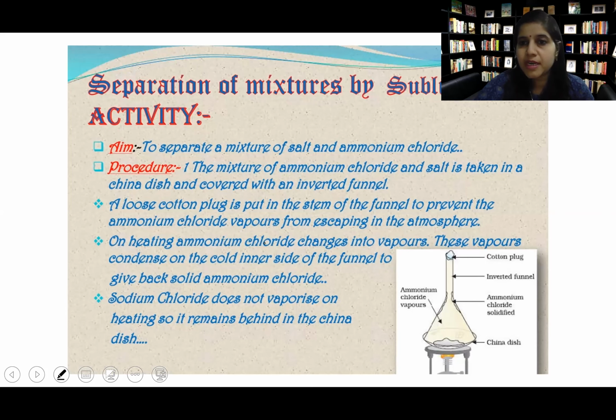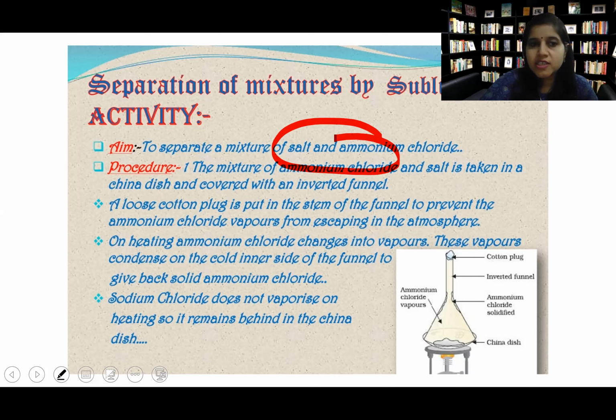It is one of the practicals of chemistry, to separate a mixture of salt and ammonium chloride. If we take a mixture of salt and ammonium chloride, we all know ammonium chloride is a sublimable product, so ammonium chloride will sublime and salt will remain in your china dish. Here you can write the material required in this experiment: ammonium chloride, cotton plug, inverted funnel, china dish. These are the materials we need to separate the mixture of ammonium chloride from salt.